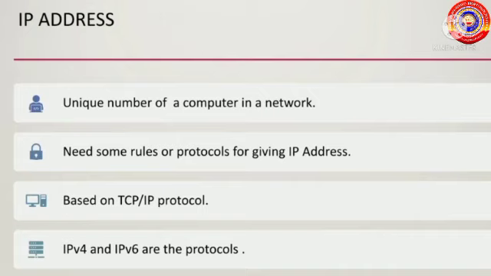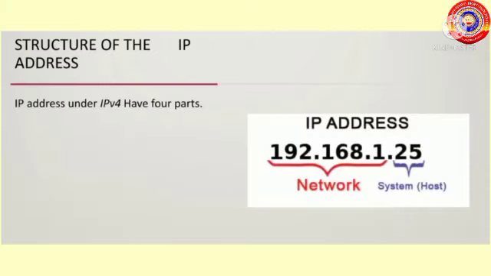Okay, we have discussed it just now. Third point, based on TCP IP protocol. That is the protocol used to give IP address in a computer is TCP IP. We all know that the full form of TCP IP is Transmission Control Protocol, Internet Protocol. Now IPv4 and IPv6 are the protocols. These are the two versions of Internet Protocol used in networking nowadays. Clear? Let's see the structure of the IP address.